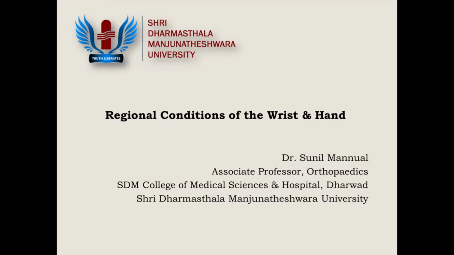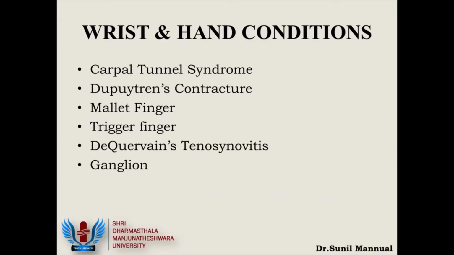The topic that we'll be covering today would be regional conditions of the wrist and hand. So here in this slide are the various conditions that we commonly come across in the wrist and the hand. The chief condition that we have here is the carpal tunnel syndrome. Along with that, we'll also be discussing about the Dupuytren's contracture, mallet finger, trigger finger, de Quervain's tenosynovitis, and ganglion.